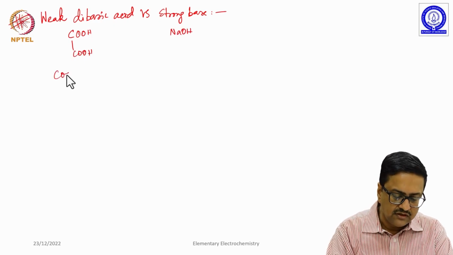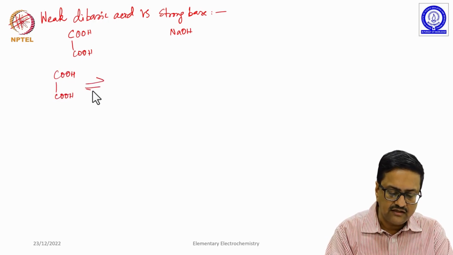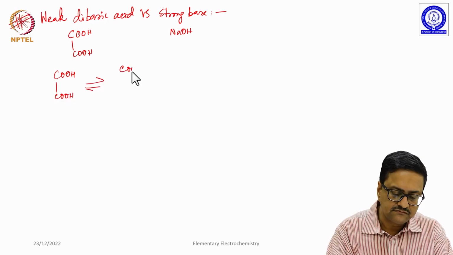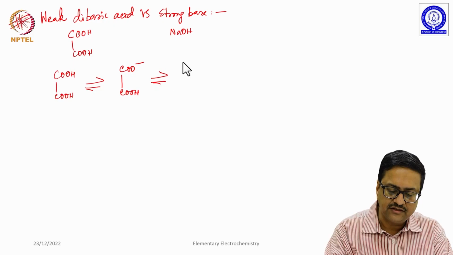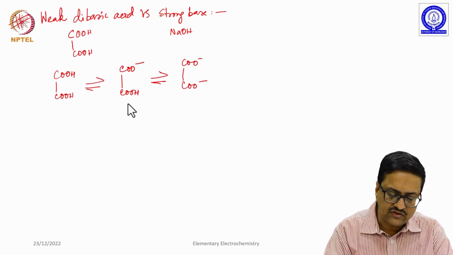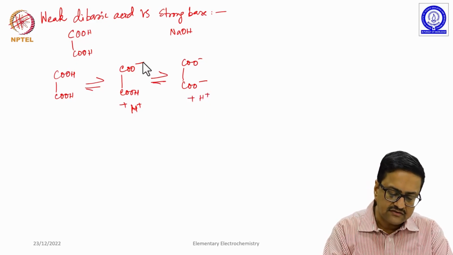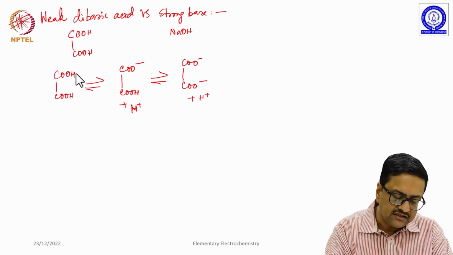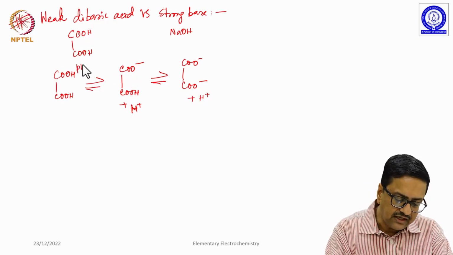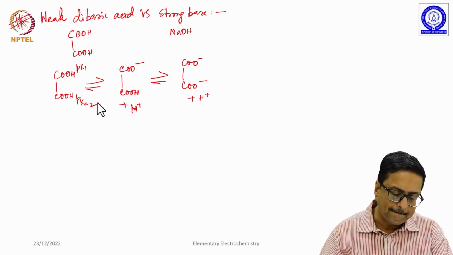Now, this is oxalic acid, COOH-COOH. It dissociates in two steps: COO minus, COOH, plus H plus, and then in the second step COO minus, COO minus, plus another H plus. So, it has two steps. As a result, it has pKa1 and pKa2.